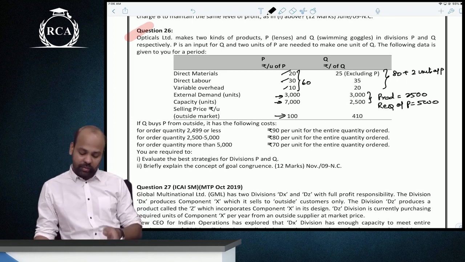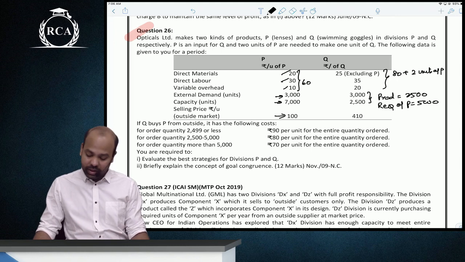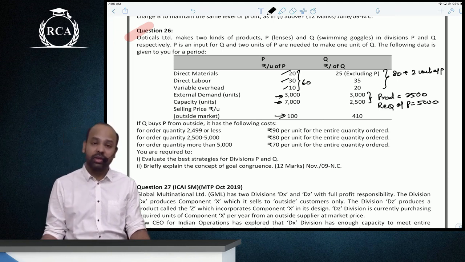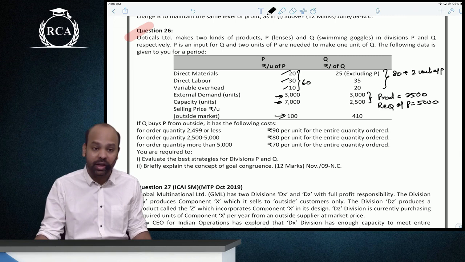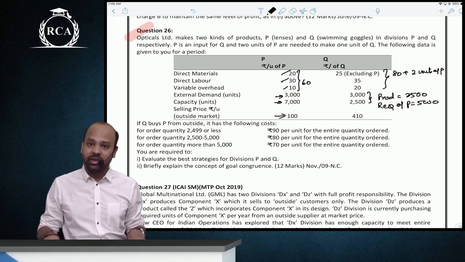If Q buys from outside, it has the following cost. If they order less than 2499 units, they will have to pay 90 rupees per unit. If they order 2500 to 5000 units, they will have to pay 80 rupees. And if they order more than 5000 units, they will pay 70 rupees for the entire quantity ordered. You're required to evaluate the best strategies for divisions P and Q.